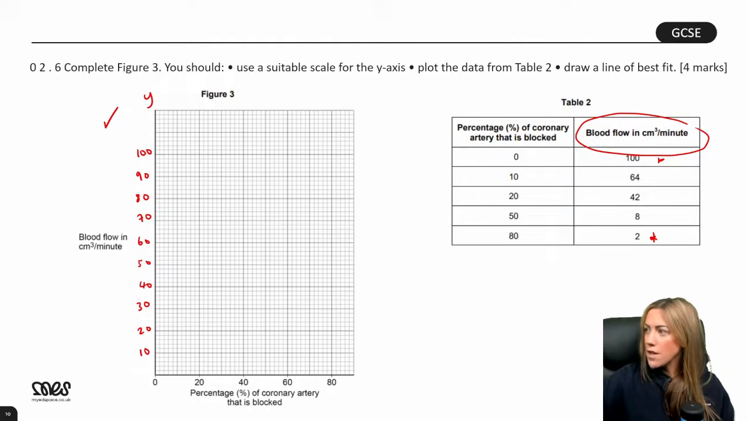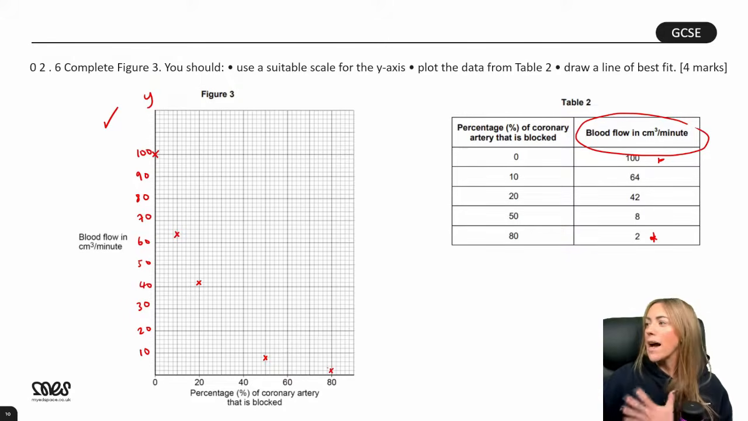So I'm going to start with the first one. I'm plotting 0 and I'm plotting 100. So I'm going to do a little small x there. I'm plotting 10 and I'm plotting 64. I'm plotting 20 and 42. I'm plotting 50, make sure I'm getting the right place on the x-axis, 50, and I'm plotting 8. And then I'm finding 80 and I'm plotting 2.